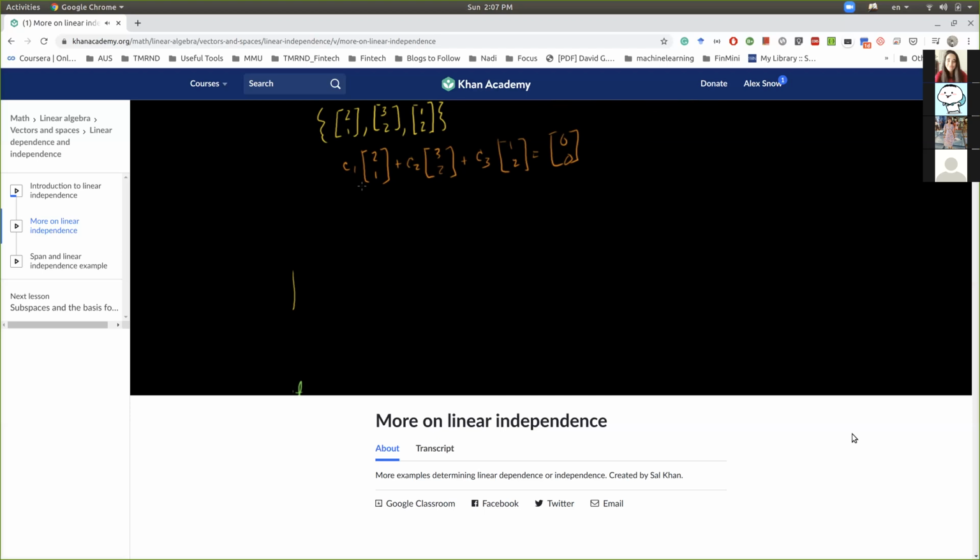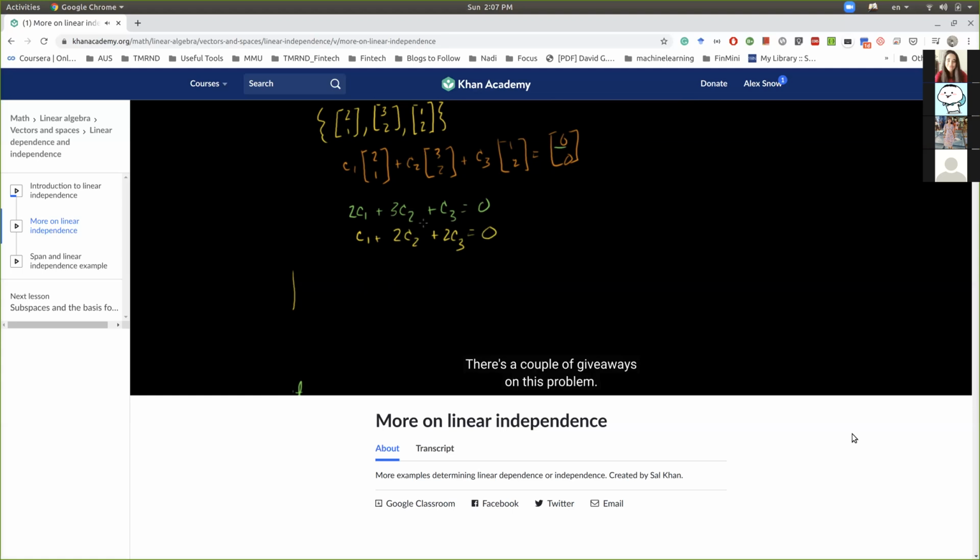Well, actually, this means that 2 times C1 plus 3 times C2 plus C3 is equal to that 0 up there. And then if we do the bottom rows, remember when you multiply a scalar times a vector, you multiply it by each of these terms. So C1 times 1, so 1C1 plus 2C2 plus 2C3 is equal to 0.